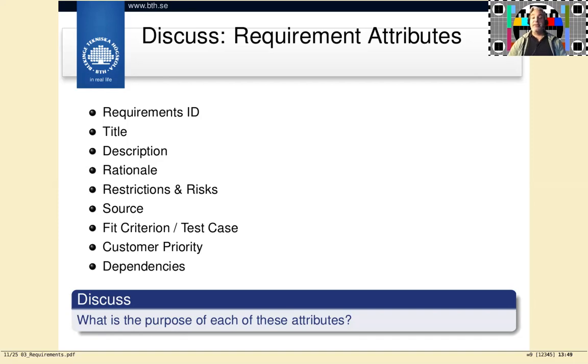So customer satisfaction and customer dissatisfaction are not the same thing, and sometimes you will see that when you prioritize requirements, you get priorities for both the satisfaction and the dissatisfaction. And then dependencies: are there other requirements that are related to this one, other requirements that I should look at in order to get a richer picture? So this is one set of attributes that you might consider for each requirement in your system.